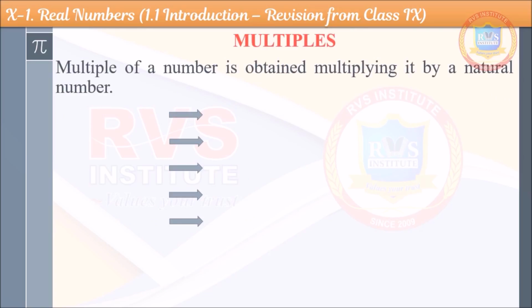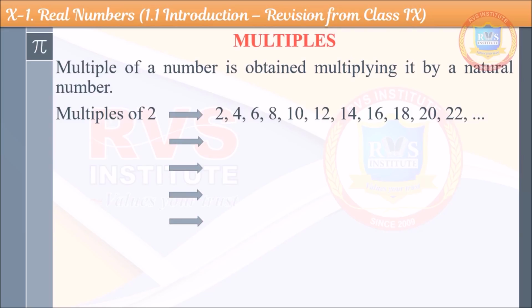Multiples. A multiple of a number is obtained by multiplying it by a natural number. For example, multiples of 2 are 2, 4, 6, 10, 12. As you see here, these numbers have been obtained by multiplying 2 by some natural numbers, as 2 has been obtained by multiplying 2 by 1, 4 has been obtained by multiplying 2 by 2, 6 has been obtained by multiplying 2 by 3, 10 has been obtained by multiplying 2 by 5, and hence these numbers are the multiples of 2.